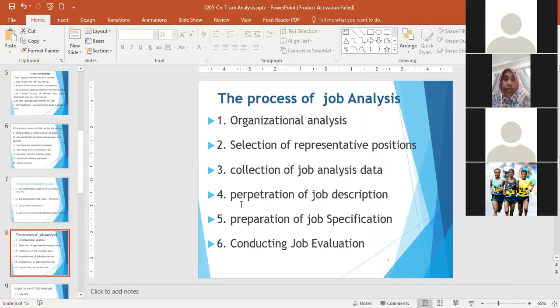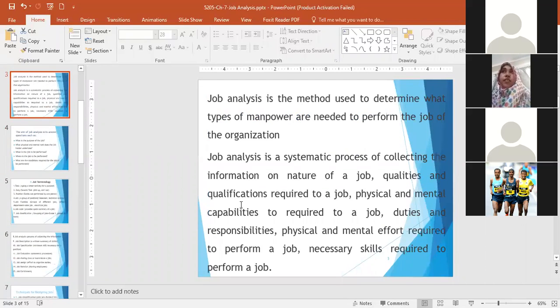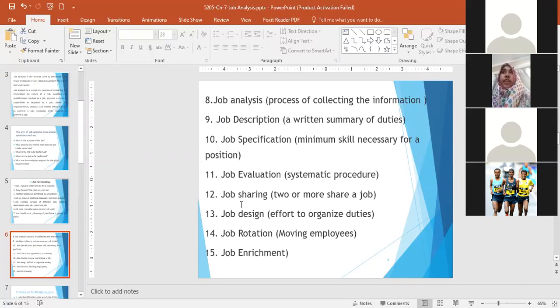And then number 5, preparation of job specification. We already discussed the terminology. Job terminology, yes, specification is skill, right? Yes, ma'am. So you need the right preparation for the job specification. You can see here the minimum skill necessary for the position.